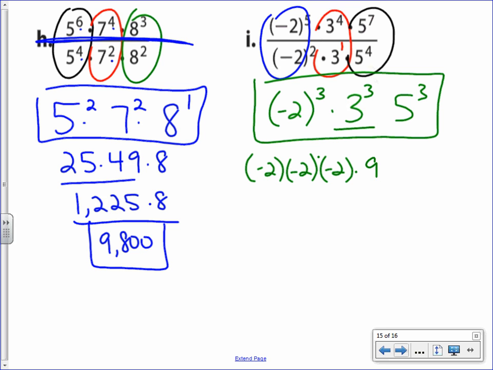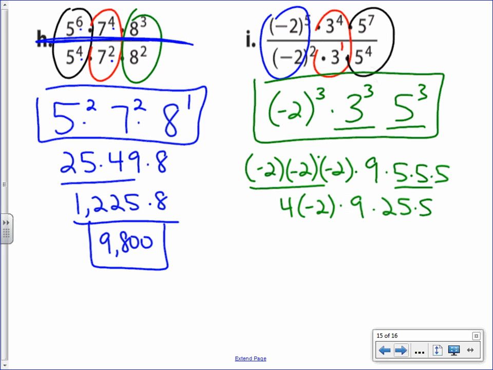Three times 3 is 9. 5 times 5 times 5. Negative 2 times negative 2 is 4. 4 times negative 2 times 9 times 25 times 5. 4 times negative 2 is negative 8. 9 times 5, it's 45 times 25. Again, I'm not a fan of the calculator. I think that the more you use it, the more mistakes you make.